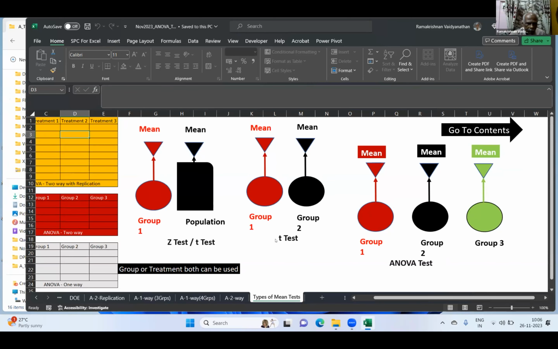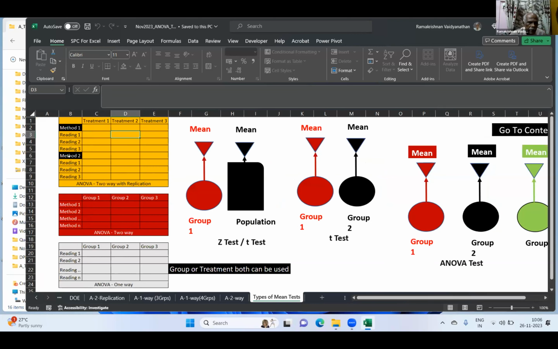See here, I'm using method and then treatment, right? Method is one factor, treatment is another factor. This is called 2 factors, right? And then in the method, for each treatment, I am taking repetition of readings. I don't want to. Therefore, this is not for you now. Black belt we will teach you. And then I am using the non group. Both are same. I can use treatment or group, right?